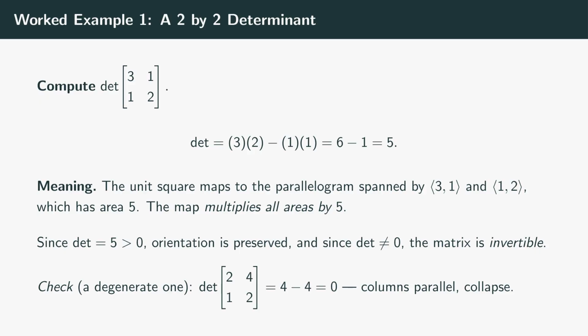For contrast, look at the matrix with first row 2, 4 and second row 1, 2. Its determinant is 2 times 2 minus 4 times 1, which is 4 minus 4, 0. Here the columns 2, 1, and 4, 2 are parallel. The second is just double the first, so the parallelogram collapses to a line and the matrix is singular. Same formula, opposite fate.